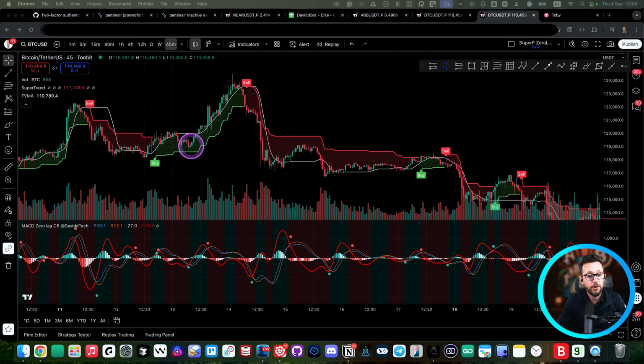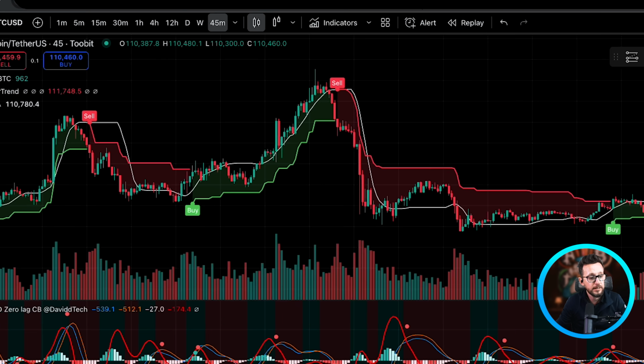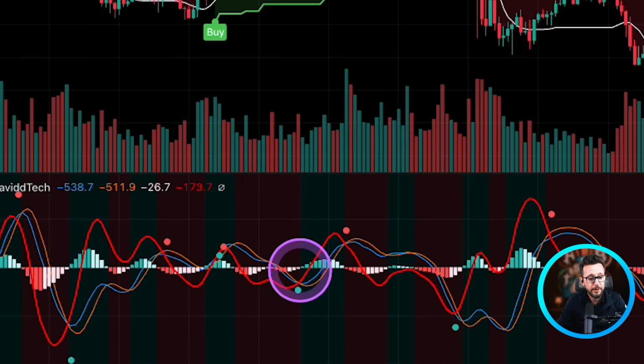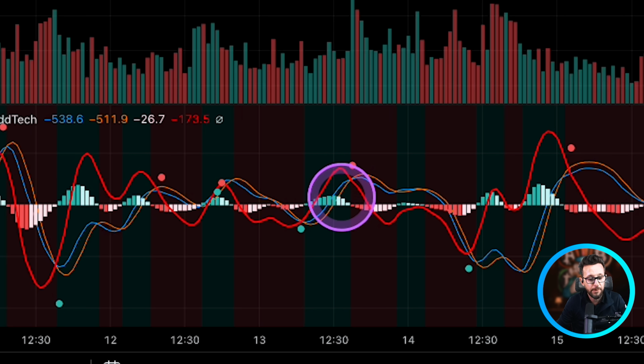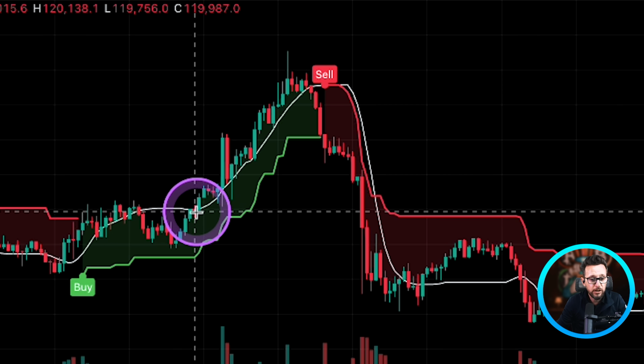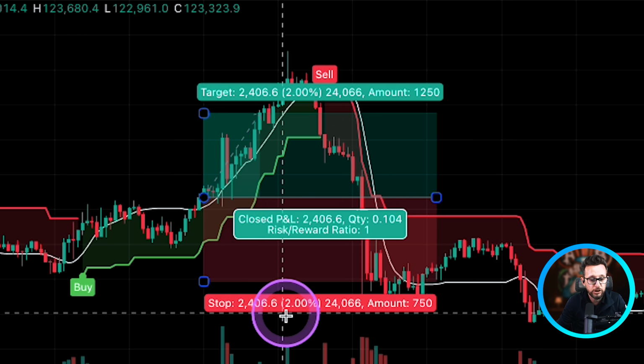So let's go and have a look at some of the entries. First things first, we're going to look to be above the FVMA like this just here. We're looking for a green signal from the super trend, and then we'd expect our zero lag to be above the zero line, which it is all the way over here. So we're going to enter as we cross over the FVMA just here.